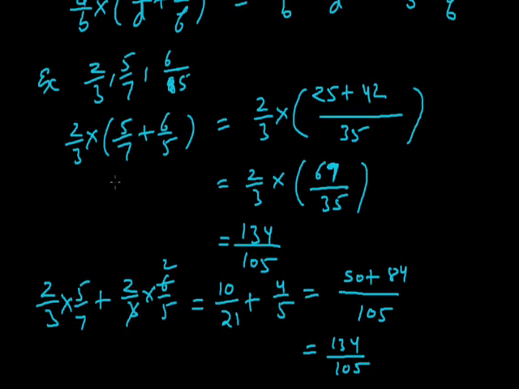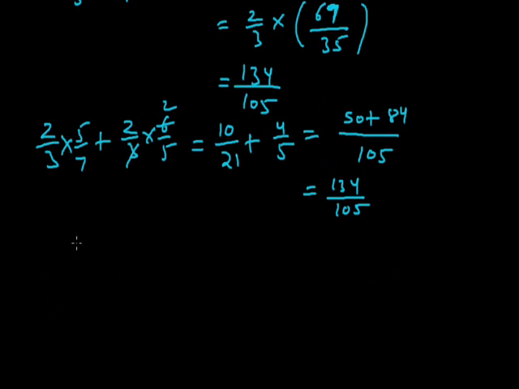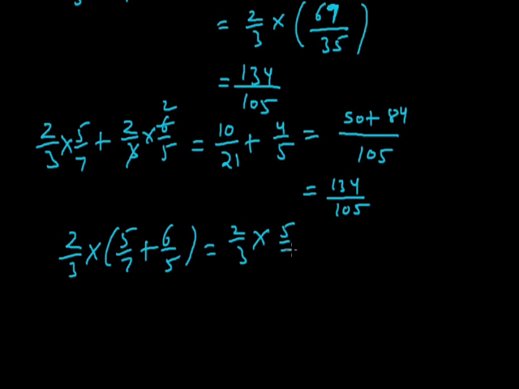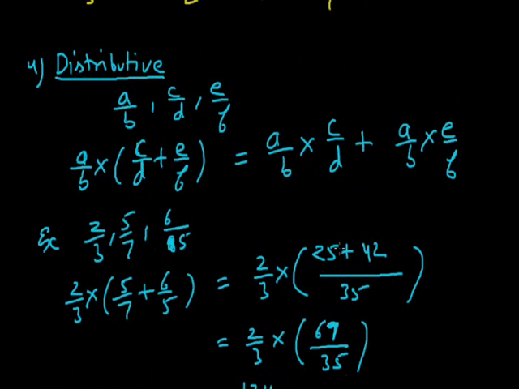So this expression can be written in this way. So this is the distributive property of multiplication. So we can say that 2 by 3 into 5 by 7 plus 6 by 5 is the same as 2 by 3 multiplied by 5 by 7, plus 2 by 3 multiplied by 6 by 5. So both are the same thing. This property we name the distributive property of multiplication over addition, because here there is a plus sign.